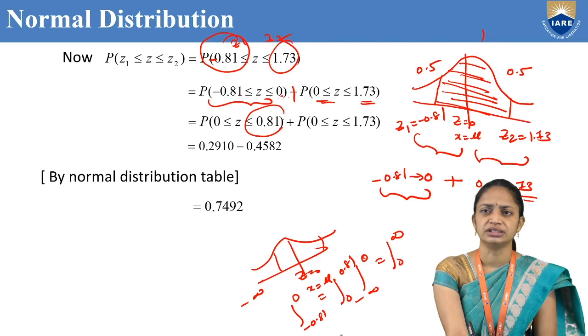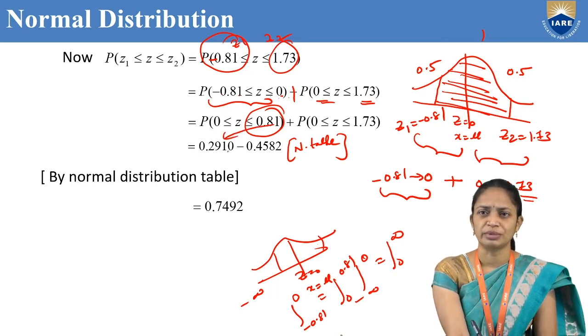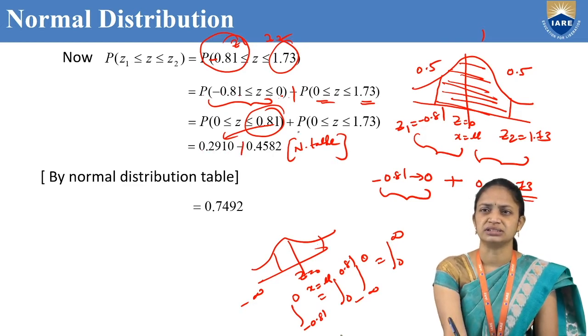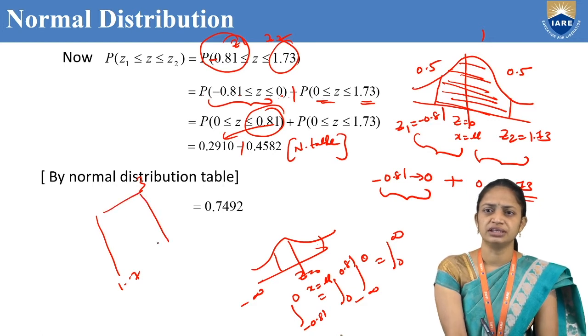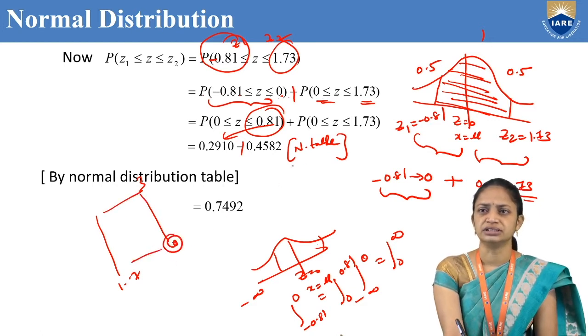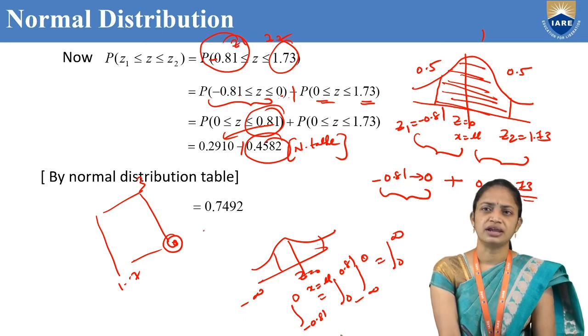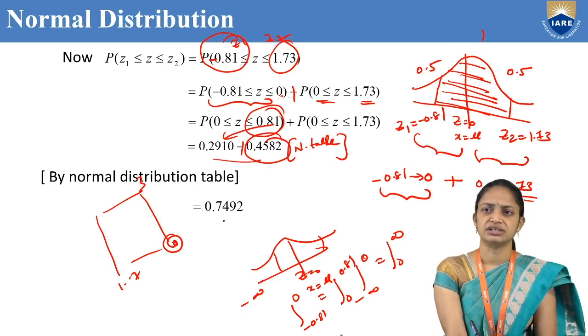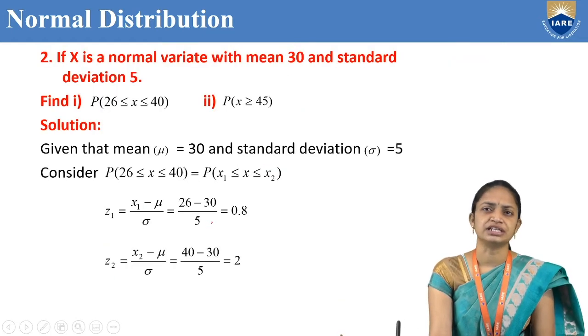So we have to take these values from the normal distribution table, or normal table. After taking 0.81, we get from the normal distribution table 0.2910, and this will be plus 1.73. Here we have 1.7 and here we have 3. Take this value, that is 0.4582. After simplification, we will get 0.7492.